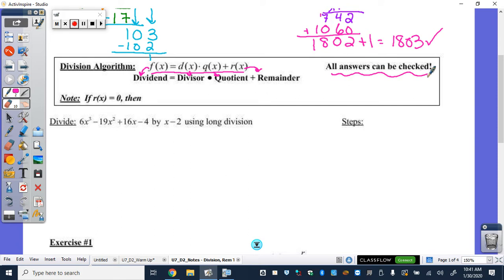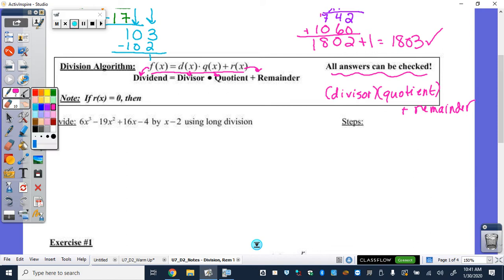All answers can always be checked by multiplying your divisor times your quotient. Divisor multiplied by quotient, and then plus your remainder. Should bring you back to where it is that you started from. And then my little note there, we'll talk about this a little bit more. But R of x equals 0. So if R of x equals 0, that means if your remainder equals 0, then the divisor is a factor.